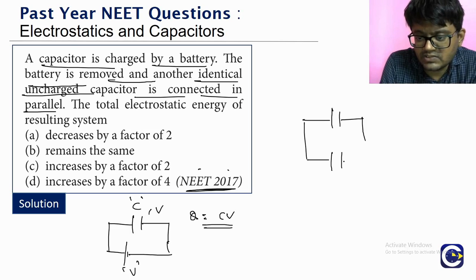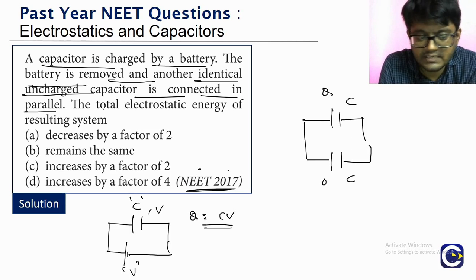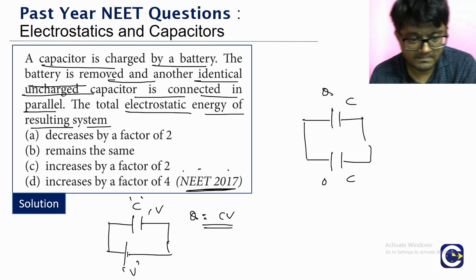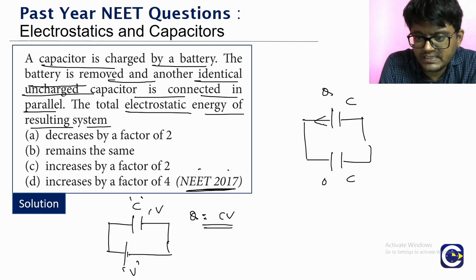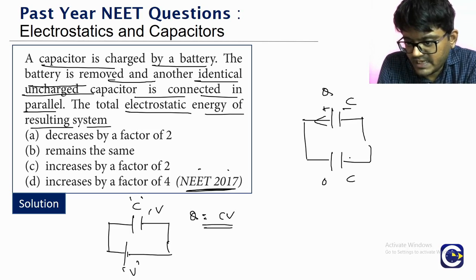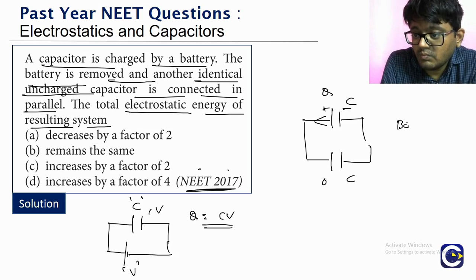Now this is removed and connected across another identical uncharged capacitor. So this is having a Q, but this is having zero charge. Both have the same capacitance. Identical means what? Same capacitance. Now the total electrostatic energy of the resulting system, once we connect it, there will be some charge transfer from the charged capacitor to the uncharged capacitor. Charge transfer will happen till both will have the same potential.